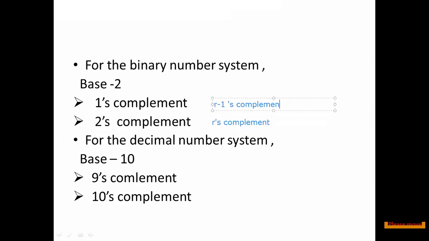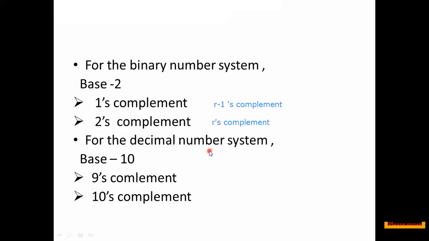So, ikkada manaki base anedi 2 kadamma, R's complement ante 2's complement. R minus 1 means 2 minus 1, that is 1's complement. Are you understanding here? R's complement means 2's complement. R minus 1 is 2 minus 1, that is 1's complement. And for binary numbers, we are using the complements 1's complement and 2's complement.